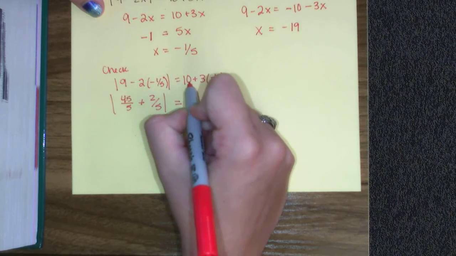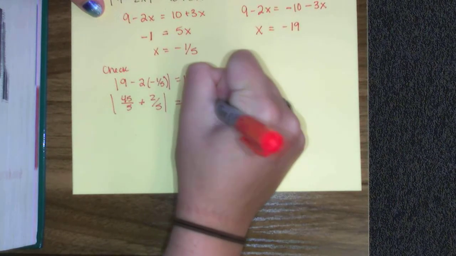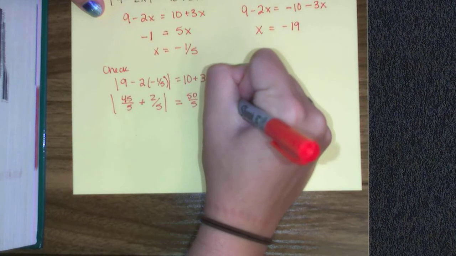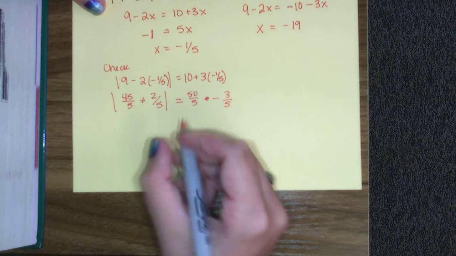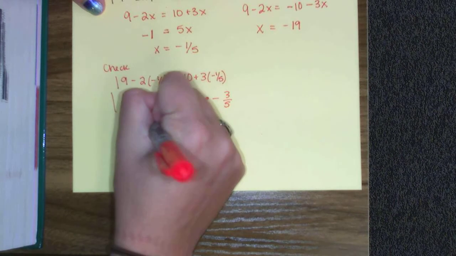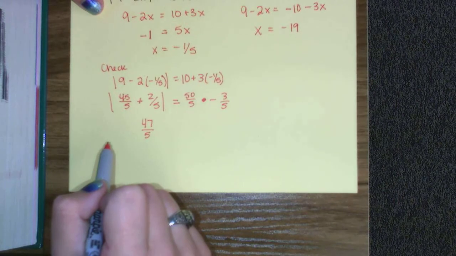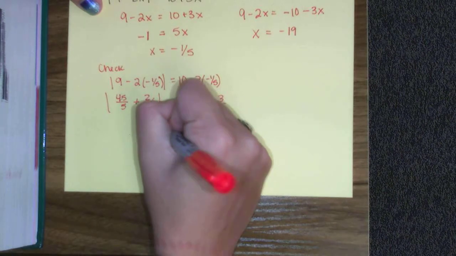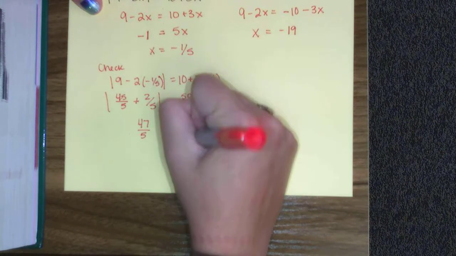Over here I'm going to do the same thing. I'm going to multiply the 10 by 5 over 5 to give me 50 over 5, minus 3 over 5. So this gives me 47 over 5. And since there's no negatives over here, I can just go ahead and drop the absolute value bars. 47 over 5 is equal to 47 over 5. So we know that that answer works.